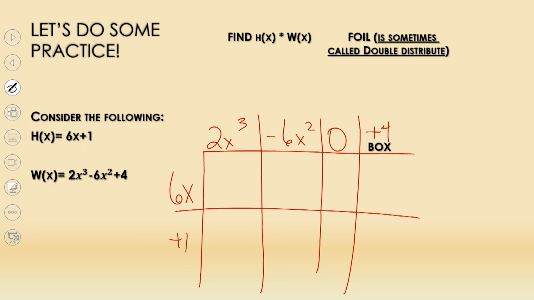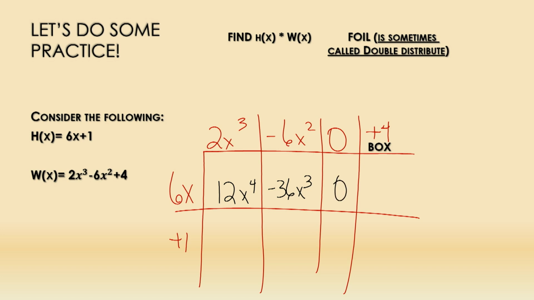6 times 2 is 12. 3 plus 1 is 4. Negative 6 times a positive 6 is a negative 36. 2 plus 1 is 3. Anything times 0 is 0. And then 6 times 4 is 24, and bring over the x. Let's go down. 2 times 1, or anything times 1, is itself.